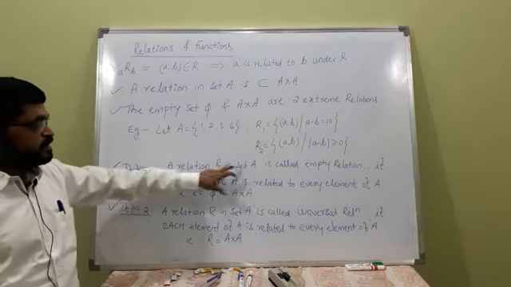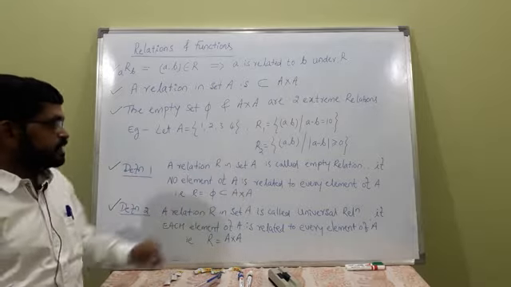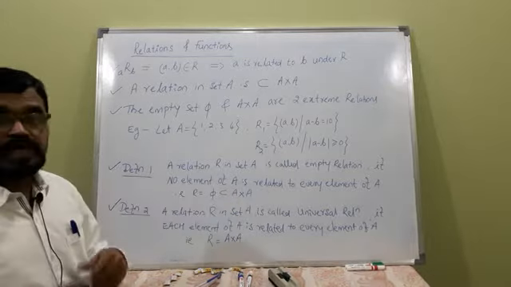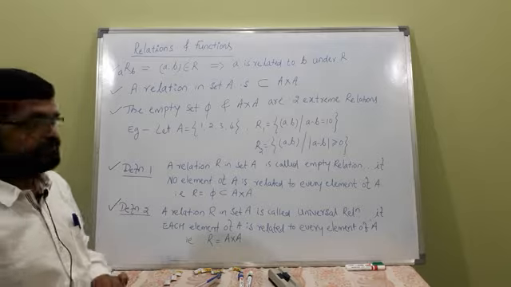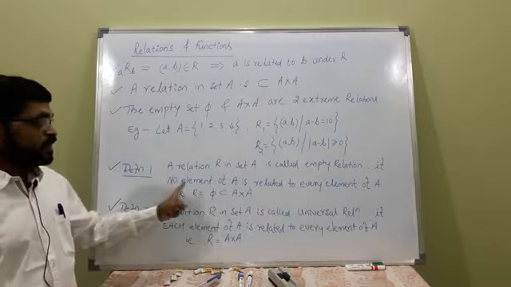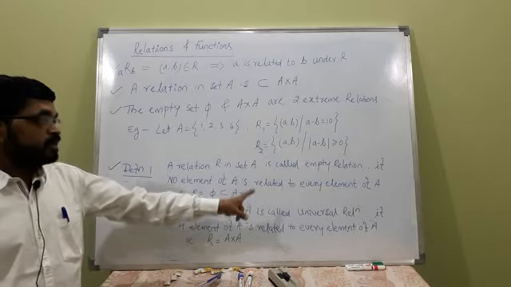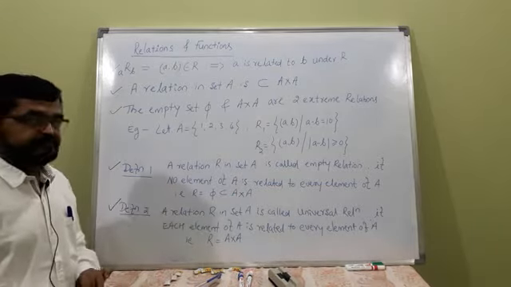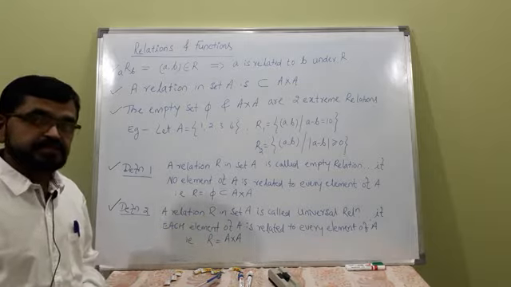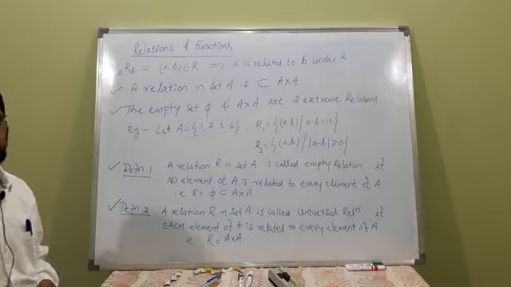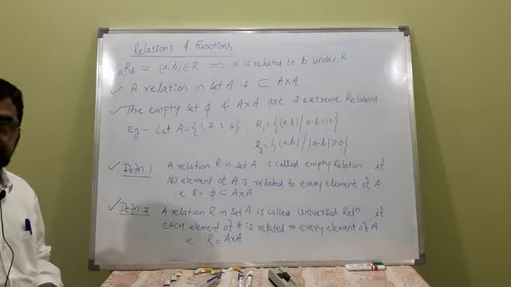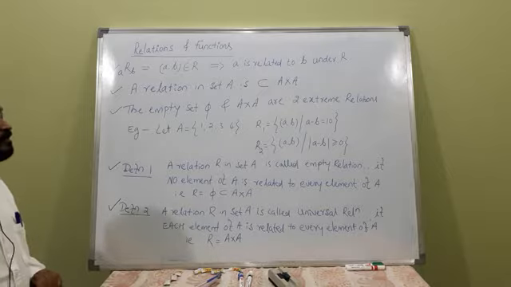A relation in set A is called an empty relation if no element of A is related to any element of A. It is denoted by the null set. A relation R in set A is called a universal relation if each element of A is related to every element of A. That is nothing but A cross A.